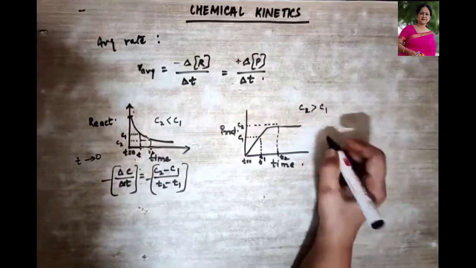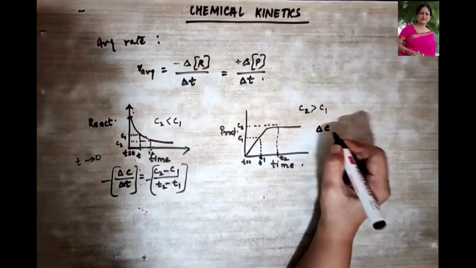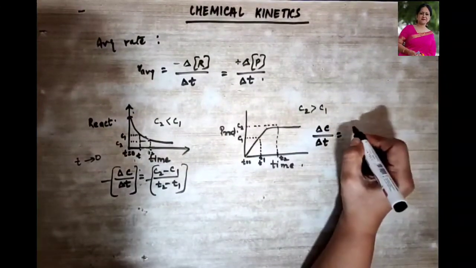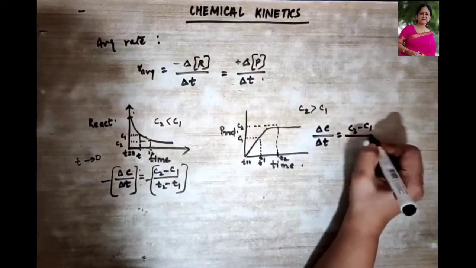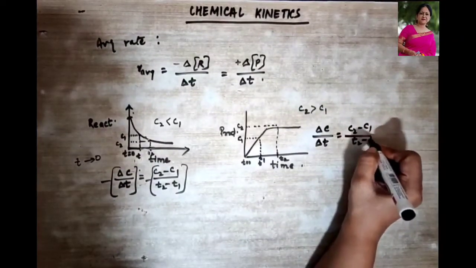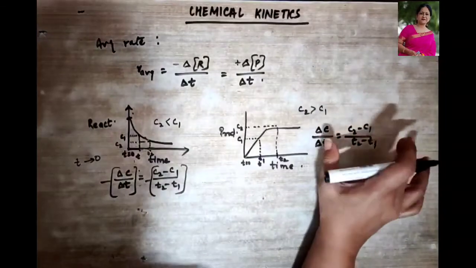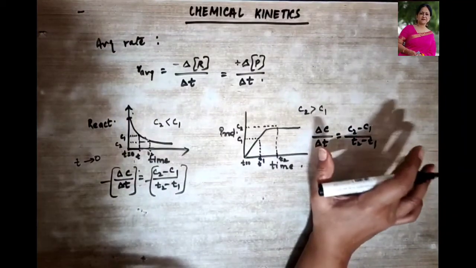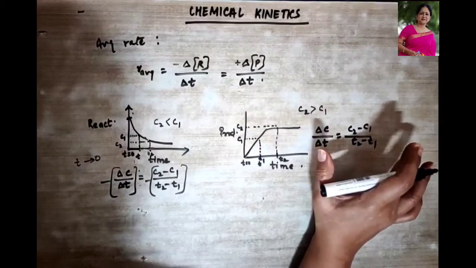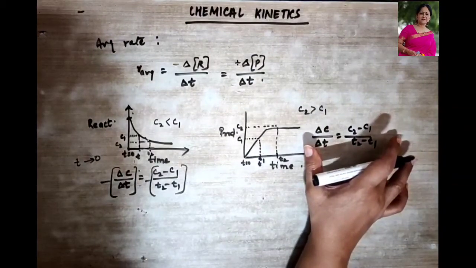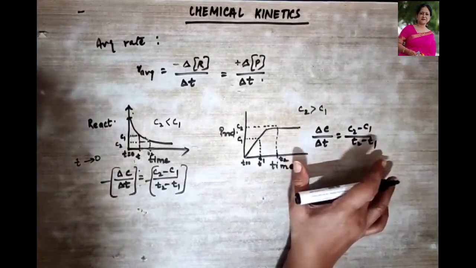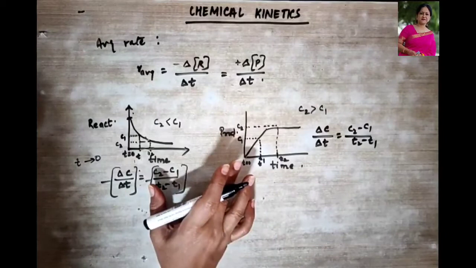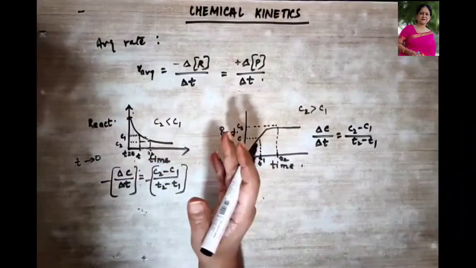Clear? Therefore, we can say delta C upon delta T will be equal to what? C2 minus C1 upon T2 minus T1. Now over here we are not going to put minus. Why? Because rate will be positive. So for finite time we use delta. Is this point clear?